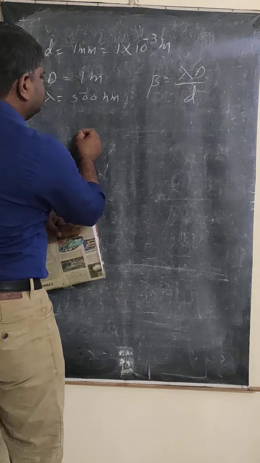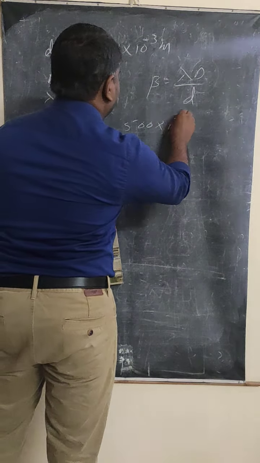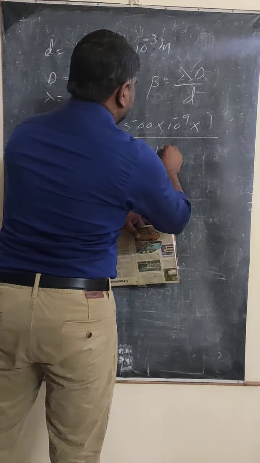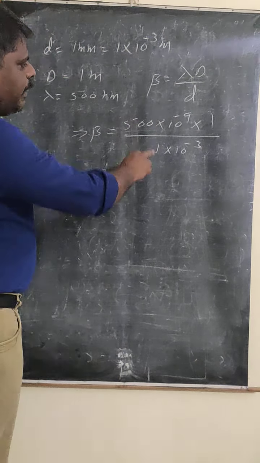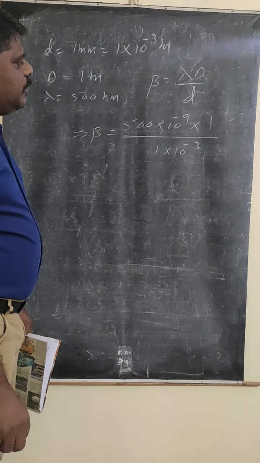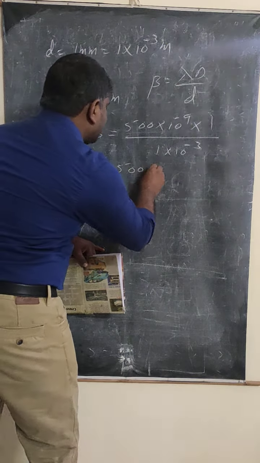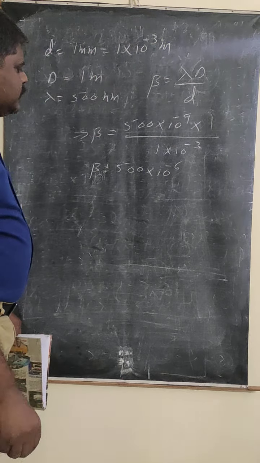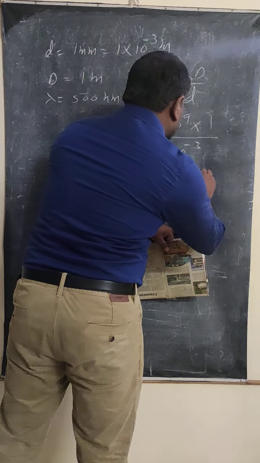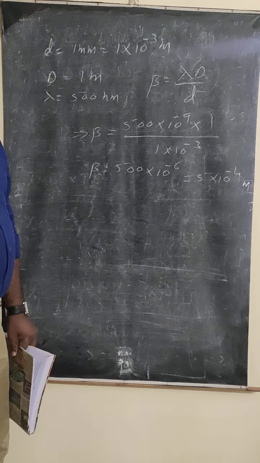Now, if you substitute the values, beta is equal to lambda, which is 500 into 10 to the power of minus 9, into capital D, which is 1, divided by small d, which is 1 into 10 to the power of minus 3. Now this 10 to the power of minus 3 goes to the numerator and becomes plus 3, so minus 9 plus 3 becomes 10 to the power of minus 6. So beta is equal to 500 into 10 to the power of minus 6. Two zeros are going to be moved here, so it becomes 5 into 10 to the power of minus 4. It will be in meters, 10 to the power of minus 4 meters.